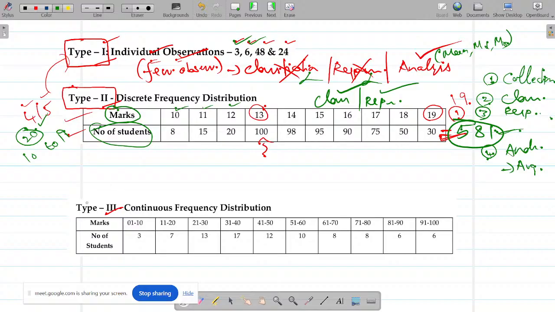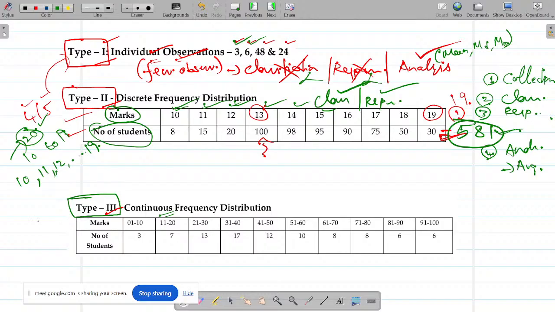Likewise, you go for type 3. Let me finish off type 3 also. It is called continuous frequency distribution. In the earlier problem, I conducted a test for my students only for 20 marks, and my classification is a quantitative classification where I can start with 10, then 11, 12, and go on up to 19, because there were no students below 10 marks and none with exactly 20 marks. So I classified as 10, 11, 12, 13, 14, 15, and so on.